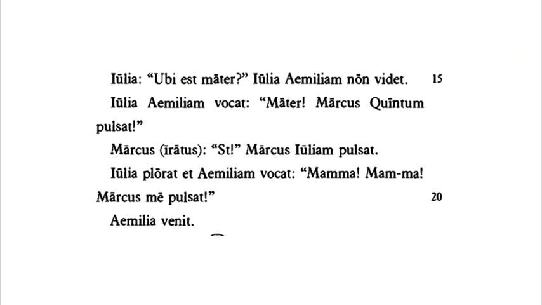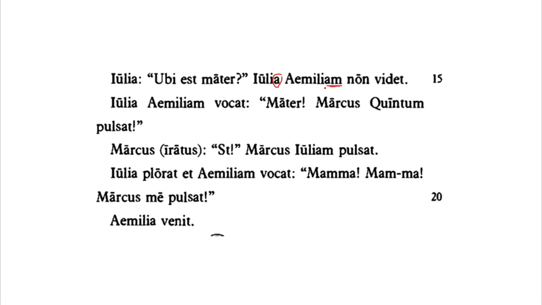All right. Take a little look at the next couple of lines. Julia asks, ubi est mater? Julia Aemiliam non videt. Here, notice first declension feminine nouns have their nominative in a simple short a. So Julia here is nominative. She's your subject. All right. And then she non videt, does not see Aemiliam.